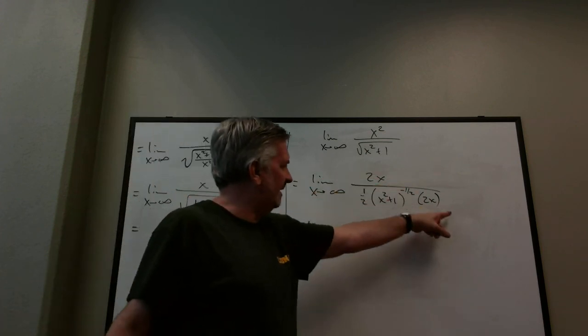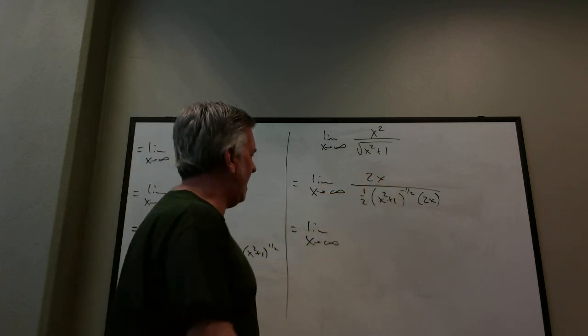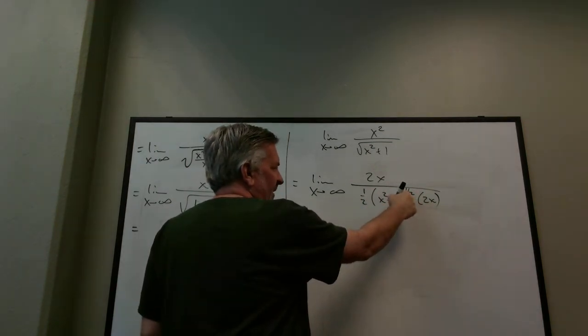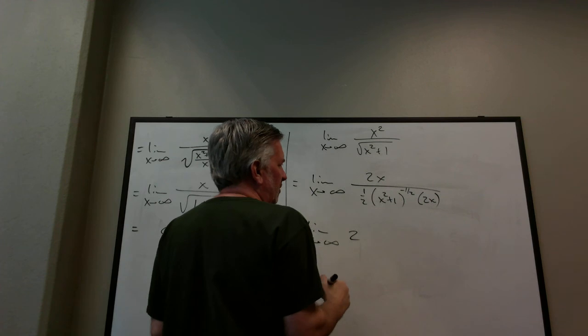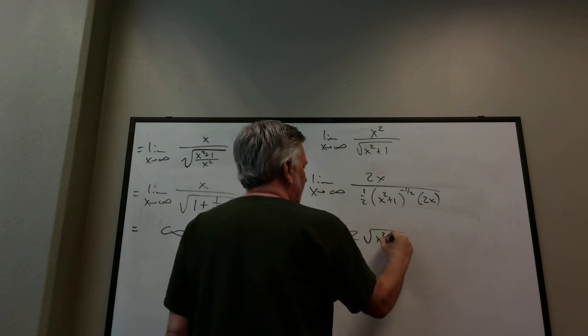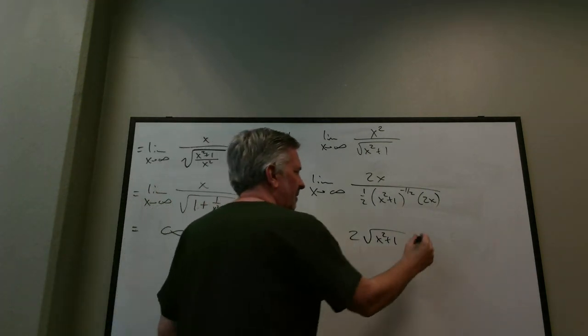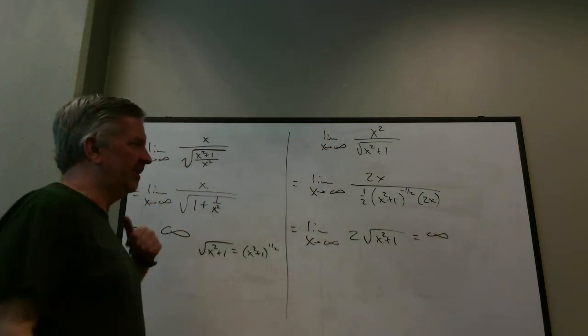The 2x's cancel. 1 divided by 1/2 is 2. And then x squared plus 1 to the negative 1. Negative exponent means reciprocal, so it goes in the numerator. I get the square root of x squared plus 1. And when x goes to infinity, you see that blows up. And that's the answer we got over here.